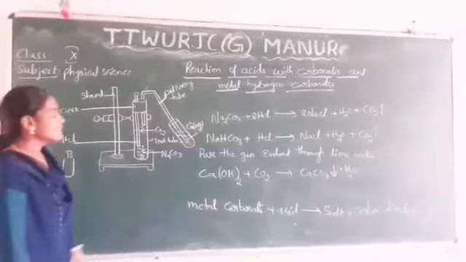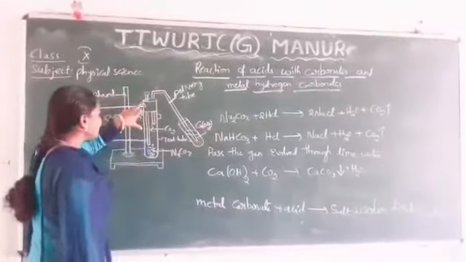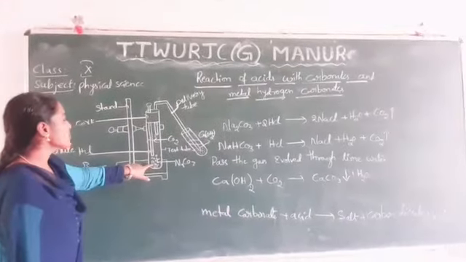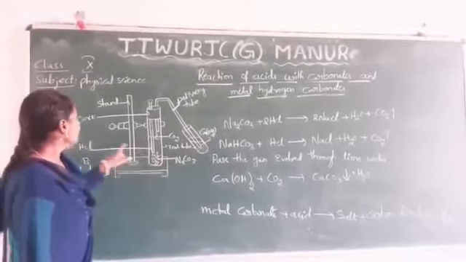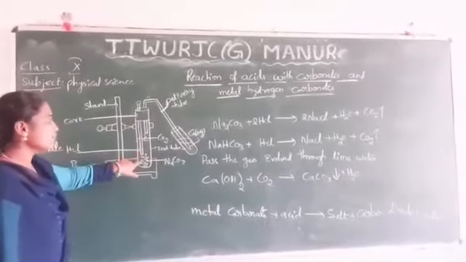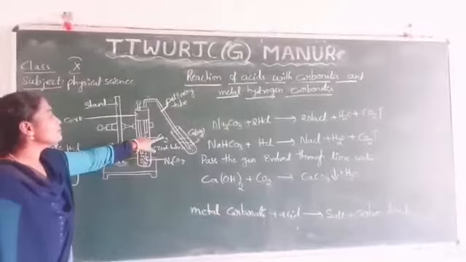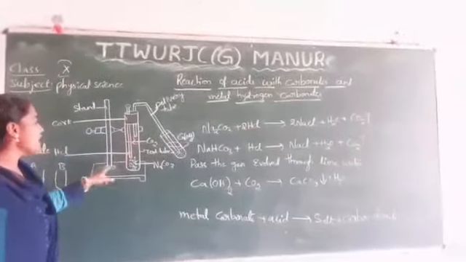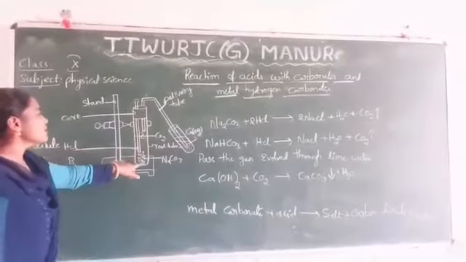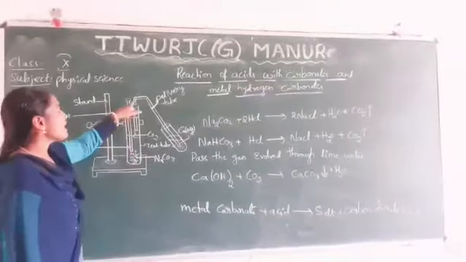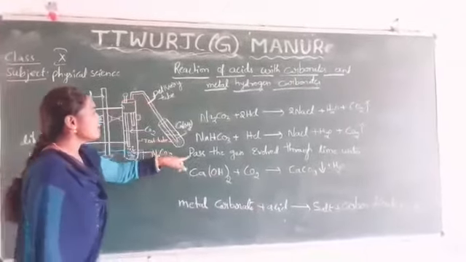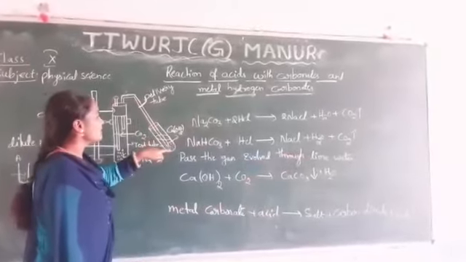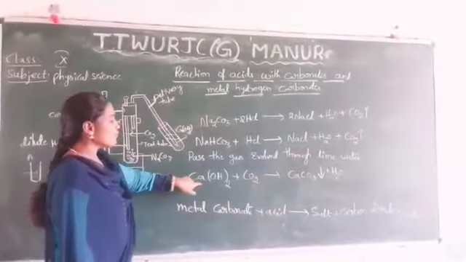What happens? See here. Take a test tube, fill 0.5 grams of sodium carbonate, and add dilute HCl to this sodium carbonate. What happens? Carbon dioxide gas is evolved when we add dilute HCl to the sodium carbonate. Pass the gas evolved through lime water, Ca(OH)2. What happens?